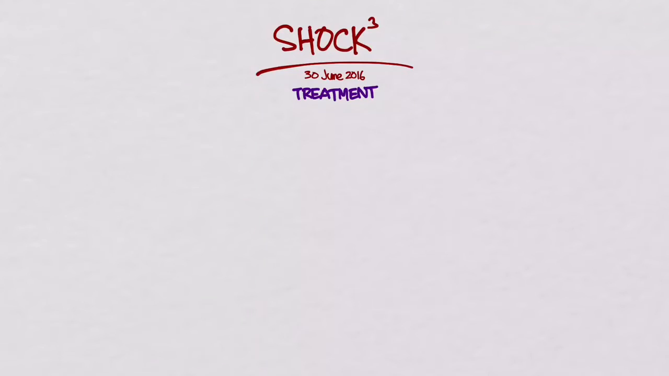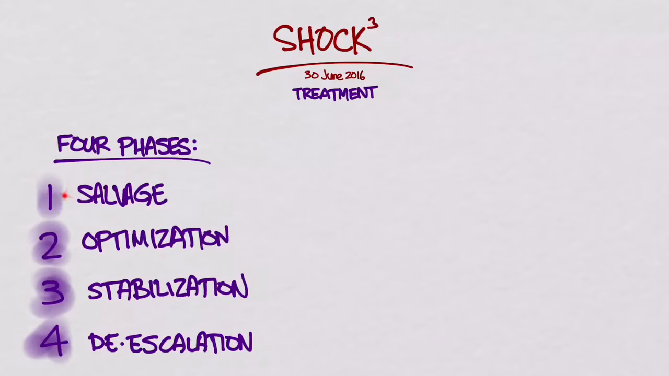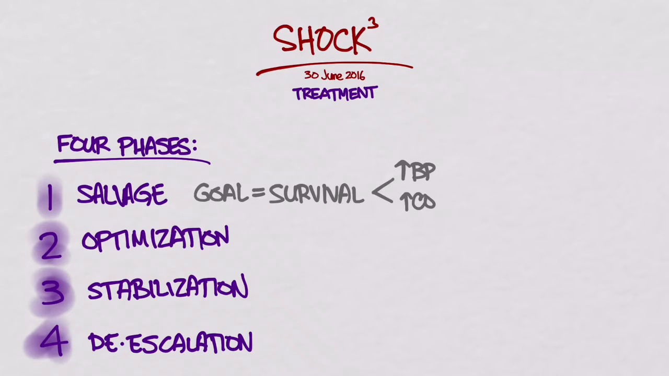Alright, for this third video in our shock series, we're going to talk about treatment, of which there are 4 phases. In the first one, salvage, our main goal is to get the blood pressure up and get the cardiac output up in order to ensure survival. The next phase is optimization, and here we want to optimize fluid status and oxygen availability to the cells.